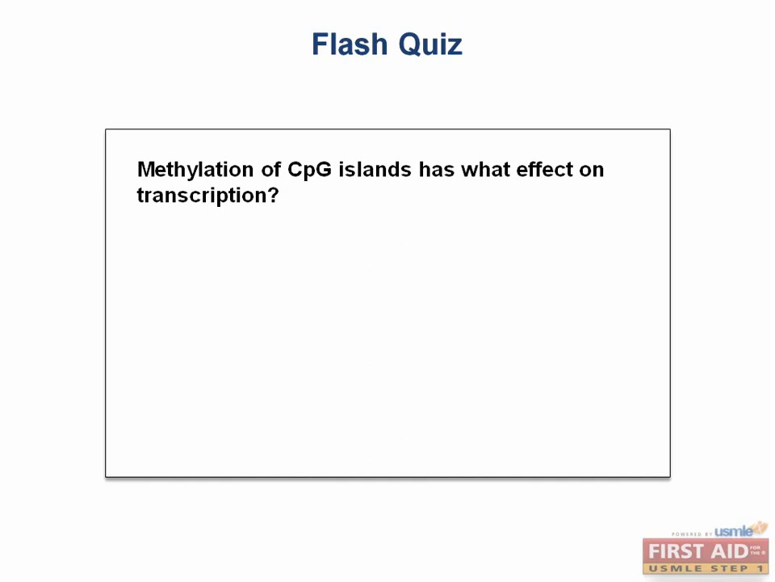Alright, here's our first flash quiz. We'll be doing a lot of these throughout the chapter, and if you've seen other chapters already, you've seen these before. But I'm going to ask you a quick question, and I'll give you a few seconds to answer it. Alright, so here's the question. Methylation of CpG islands has what effect on transcription?